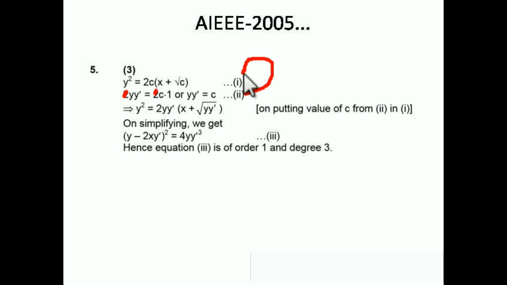From this equation number 2, put it in equation number 1 everywhere. So we have c here, so I put y dash here. Here we have x plus, here we have y dash. Now we have to simplify this equation.